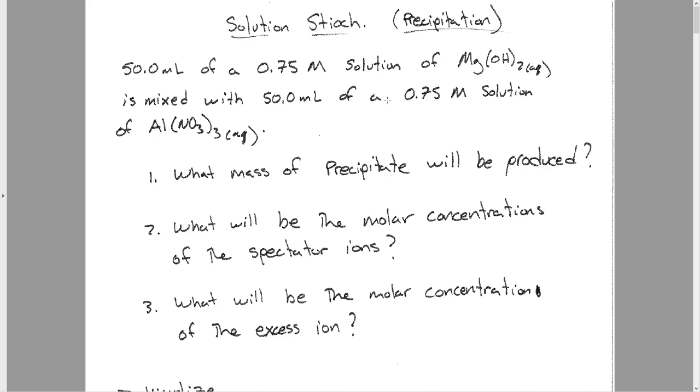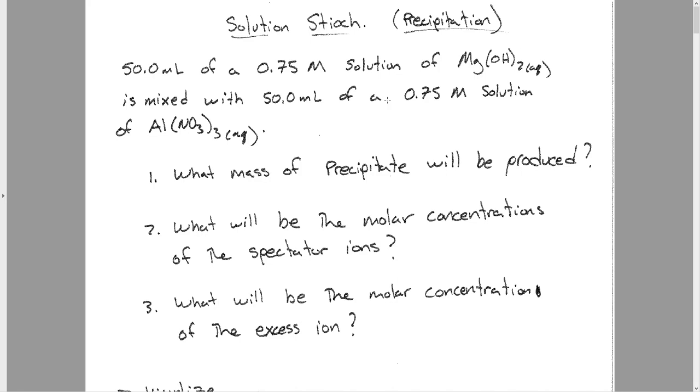And what's going to happen is one of the products is going to be insoluble, and you can use your solubility rules to check that out. And it's going to precipitate out of solution. Okay, there are going to be some spectator ions.